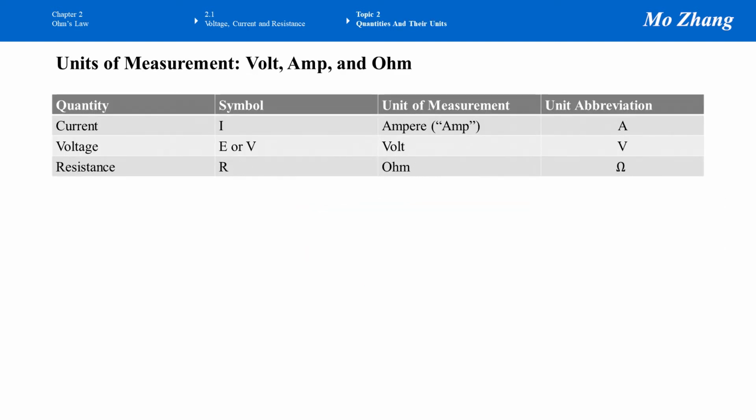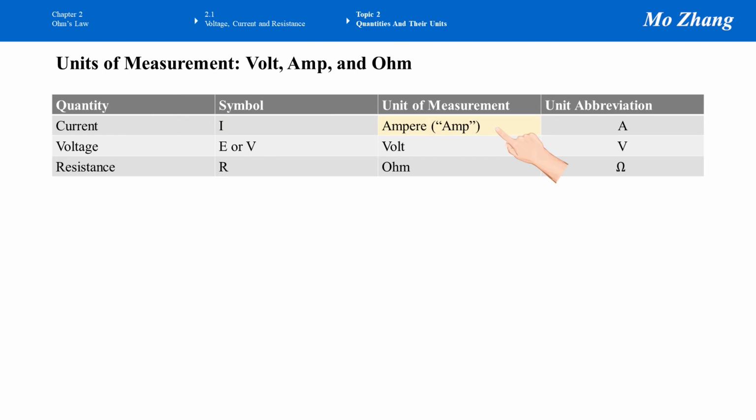Now let's go over the symbols that represent voltage, current, and resistance, each quantity's unit, and the symbol for every unit. All the information is summarized in this table. The first quantity is current. The symbol we use to represent current is I. This is more like a universal symbol. Any textbook uses the same symbol I to represent electric current.